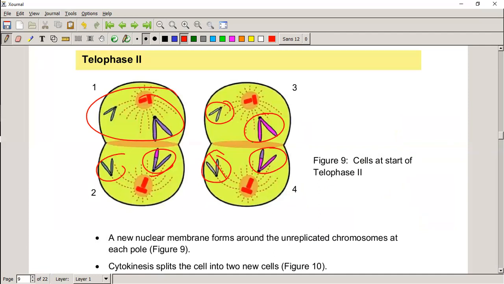Later in this year, when we talk about evolution, we're also going to discuss the fact that there are various things creating variation.